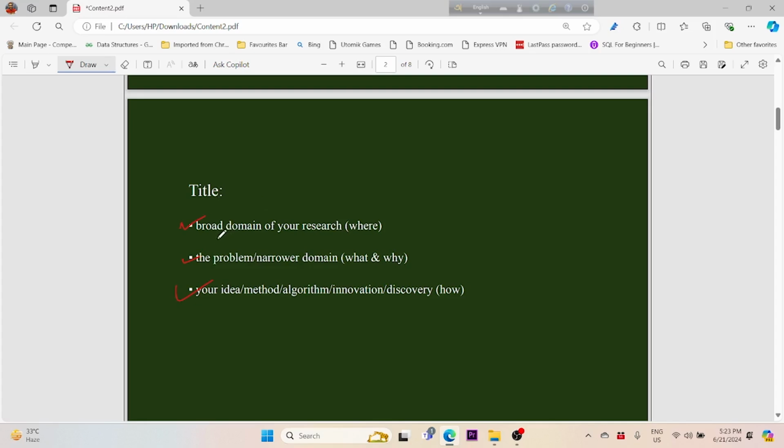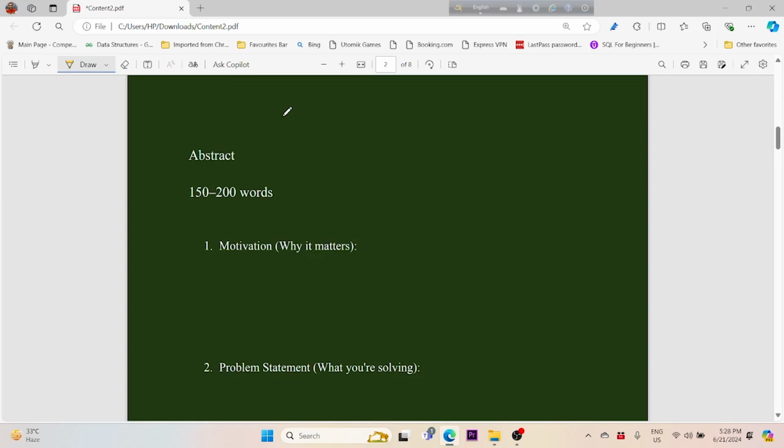So your title section should have broader domain, methodology, and the achievement. A title length is about 15 to 20 words. So these are the things you have to keep in mind. Now we will talk about the abstract. Abstract should be around 150 to 200 words.